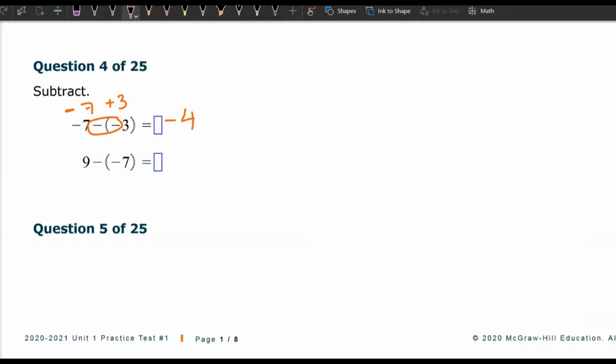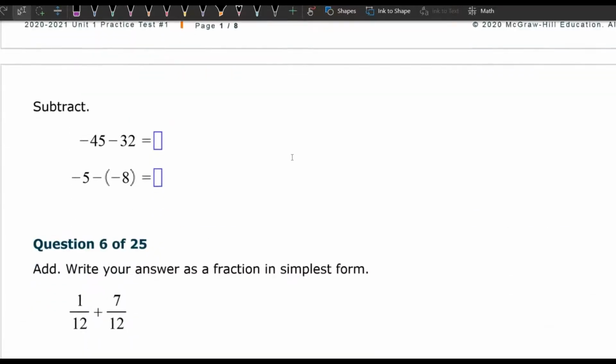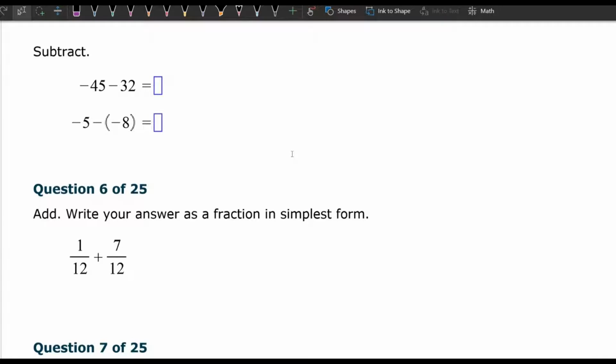Negative times negative is positive. That will be 9 plus 7. And 9 plus 7 is 16. That's it. Alright, problem number 5. I feel like I keep repeating the same thing. Same sign we add, so that will give you negative 77. You add them. That's it. Down here, negative times negative is positive. Negative 5 plus 8 will give you positive 3. That's it.